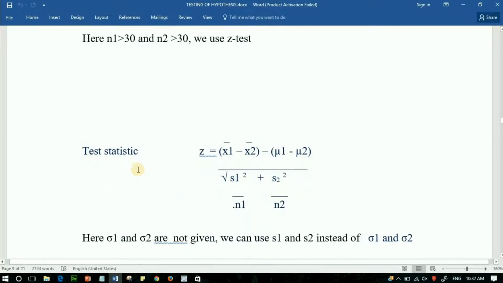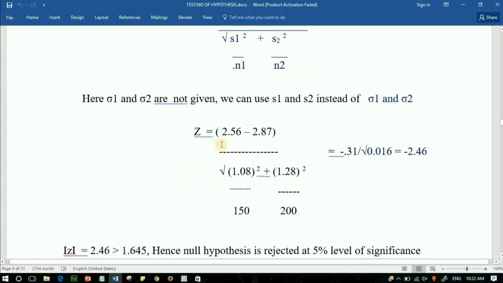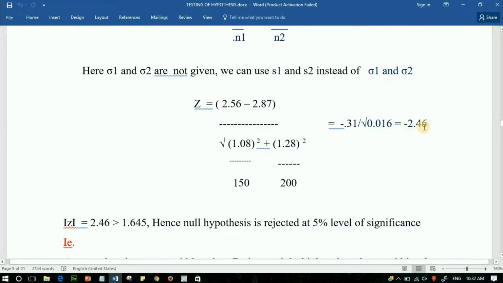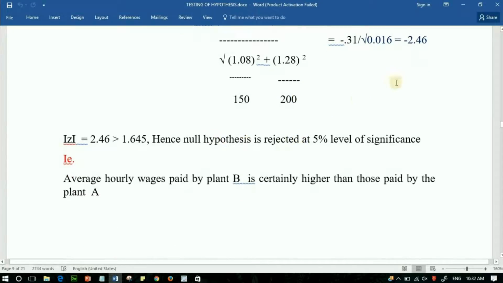So the formula for the test statistic: Z is equal to x1 bar minus x2 bar minus (mu1 minus mu2), divided by square root of s1 squared by n1 plus s2 squared by n2. Substituting the values, one point to note is that sigma 1 and sigma 2, the population standard deviations of the first and second populations, are not given. So instead of sigma 1 and sigma 2, we use s1 and s2, the sample standard deviations. Substituting, we get Z equal to minus 2.46. Here it is negative, so we take the absolute value, and it becomes positive. So 2.46 is the calculated value.